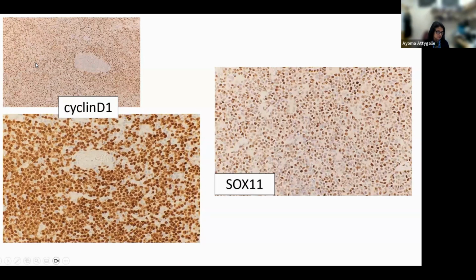This is cyclin D1, and cyclin D1 is positive in the lesional cells, and you can see it coming up in this mantle zone pattern abutting this naked follicle center, which is negative for the marker. There's another marker which is specific for mantle cell lymphoma, which is SOX11, a more recent marker, and this is also positive.